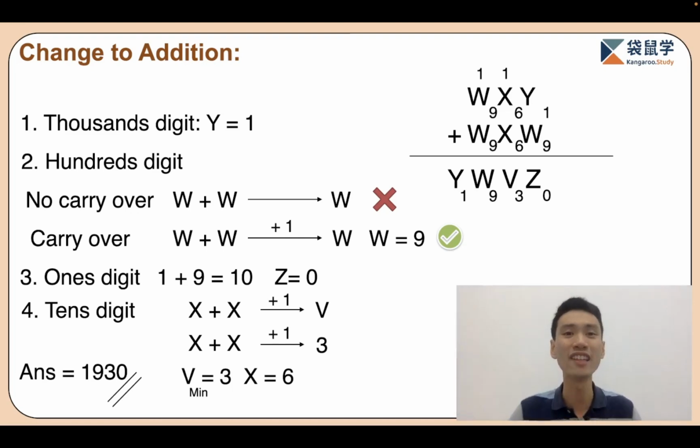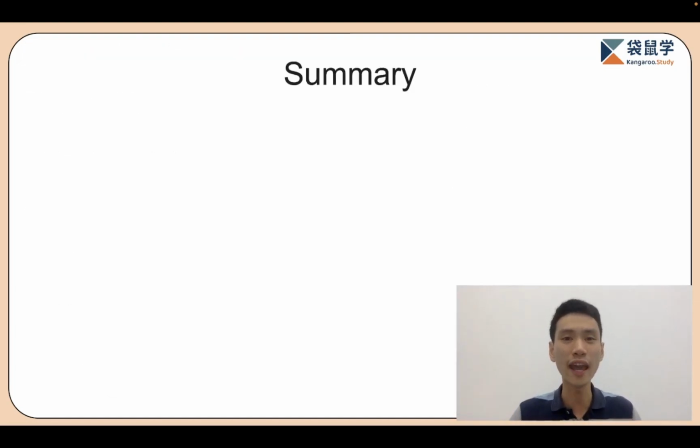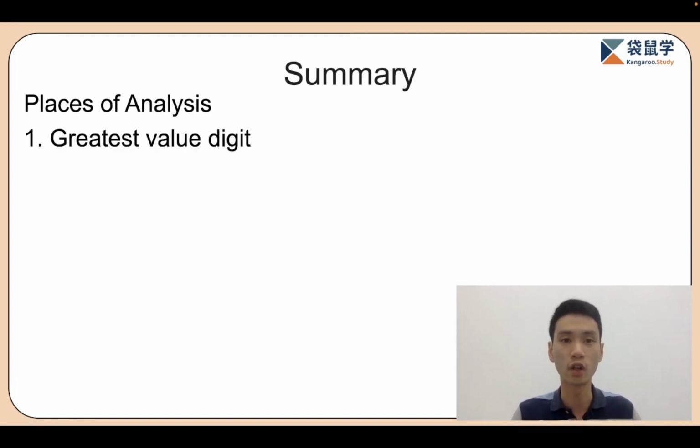Let's summarize everything we've learned today. So today we learned about places of analysis. And do you remember what is the first place of analysis we did? The thousands position, or in other words, the greatest value digit. And why did we start there? Well, because in our case, we could determine it straight away. We know for sure that that number is 1 in our particular case. And in general, because there is no bigger value to affect the greater value digit, it is typically easier to start from there.